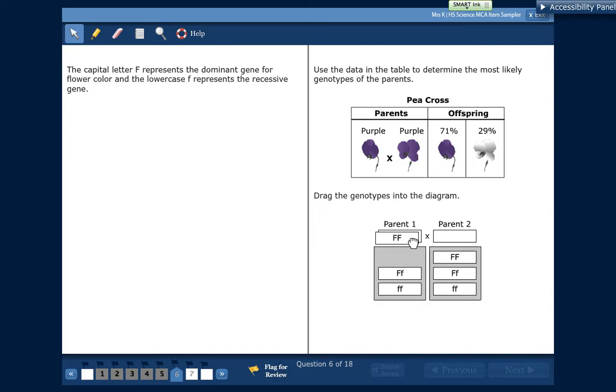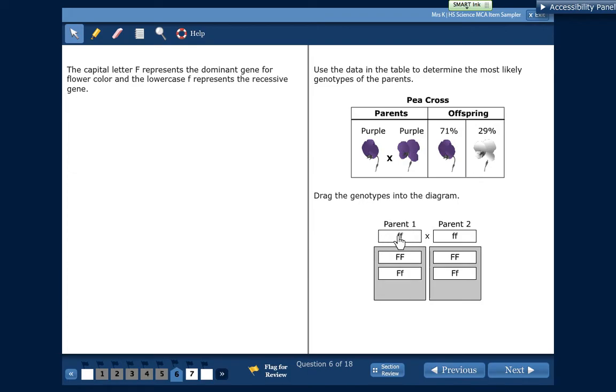Parent 1 could be this and this, but if the parents were both like this, they would not be able to produce a white flower, so that can't be it. They could be homozygous dominant and heterozygous, but that wouldn't be the case either because this parent can only give a capital letter and only produce children with purple flowers, so that wouldn't be it. You can drag and drop and just see how it looks.